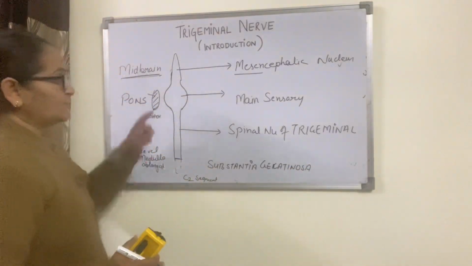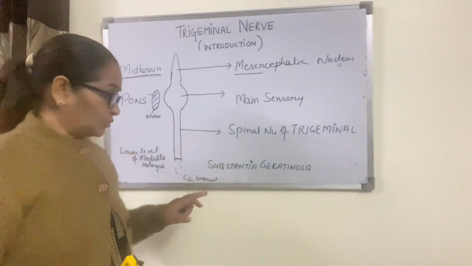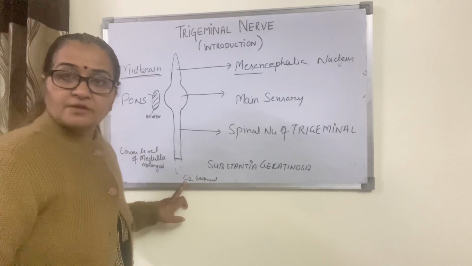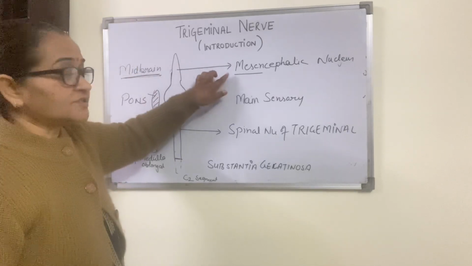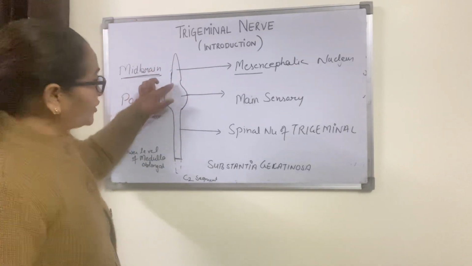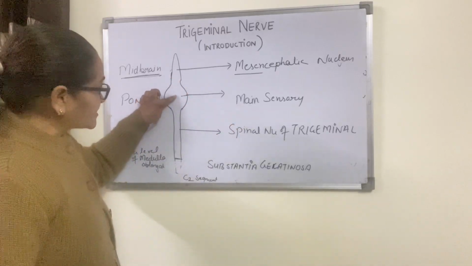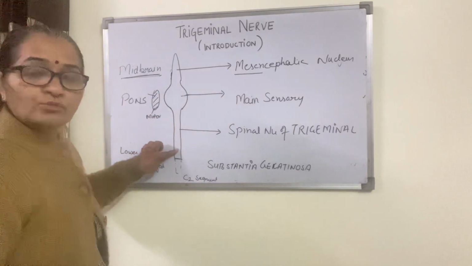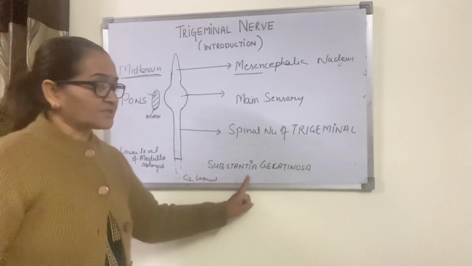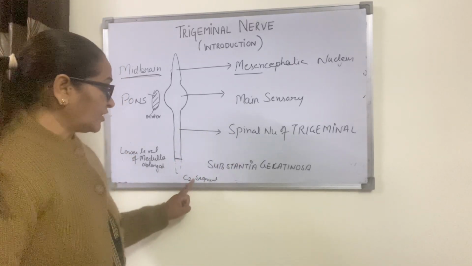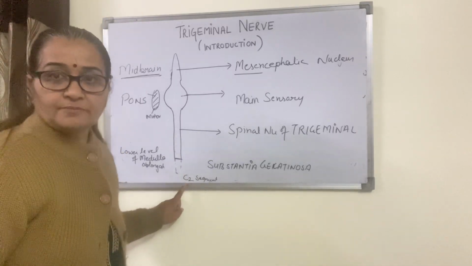So in a nutshell, this is the nucleus which extends from the midbrain up to the second cervical spinal segment. The portion of the nucleus which is lying in the midbrain is given the name mesencephalic nucleus. The rounded part which is lying in the pons is given the name main sensory nucleus. And the extension of that main sensory nucleus into the medulla oblongata is given the name spinal nucleus of trigeminal, which is continuing with the substantia gelatinosa portion of the gray matter of the cervical spinal segment, up to the C2 level.